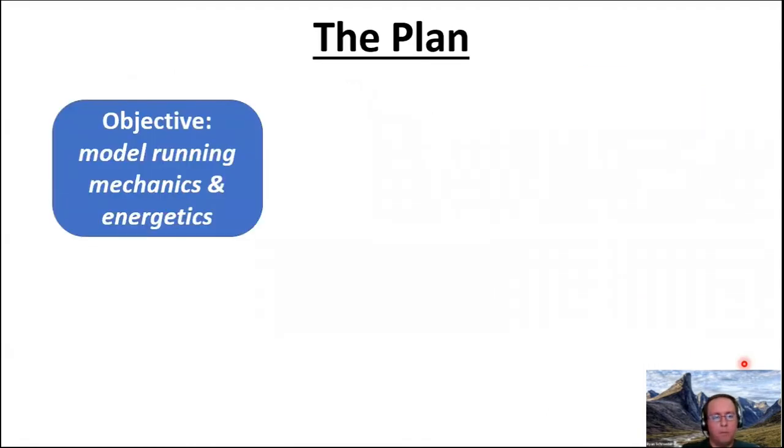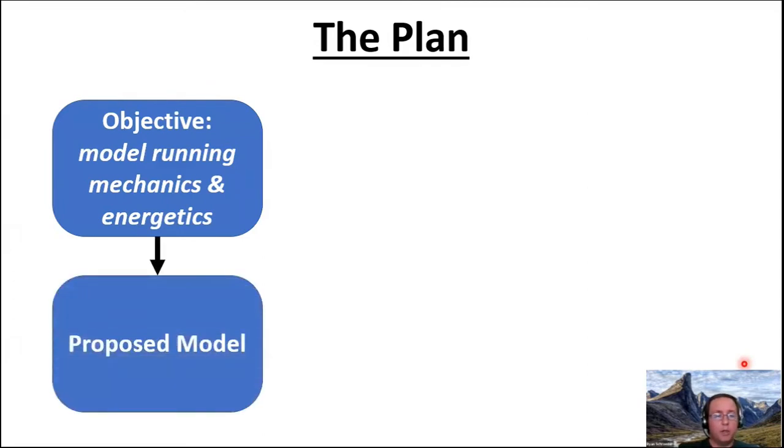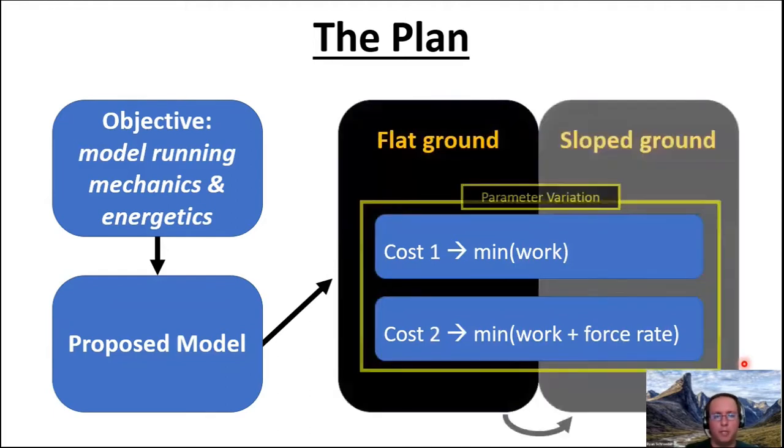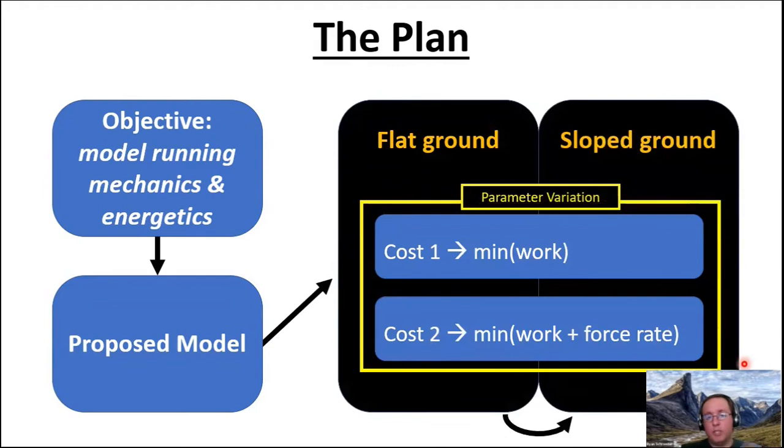Okay, so what are we going to do? Again, the objective is to find a nice simple model that can reproduce the mechanics and energetics of running gaits. So we'll propose a model to do this, and we'll test it with two of these costs that I've mentioned before independently to see their effects independently. And we'll test this on flat ground as well as sloped ground, whilst conducting some parameter variation to see what is the effect of varying any particular parameter, essentially a sensitivity analysis.